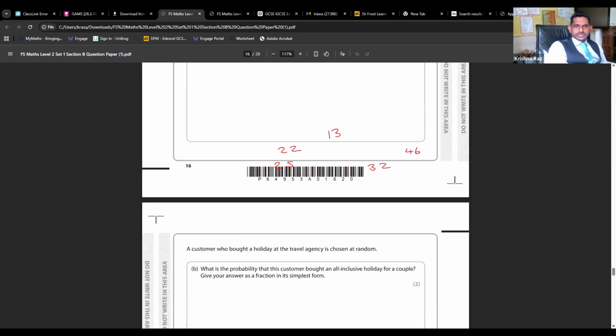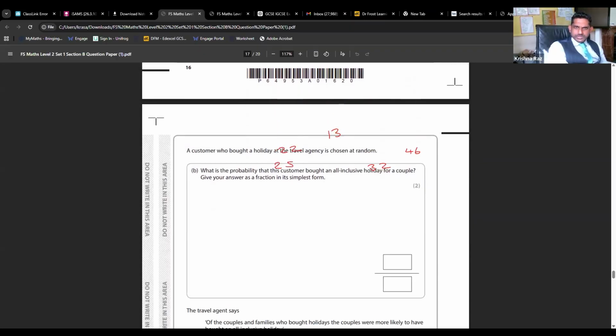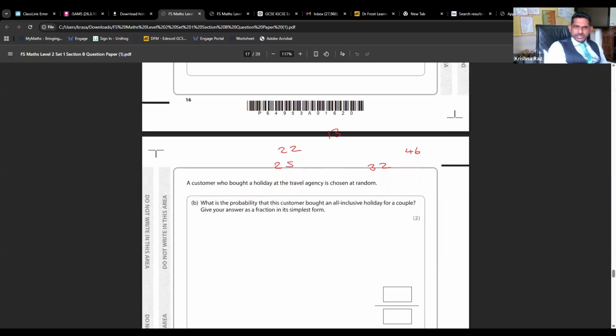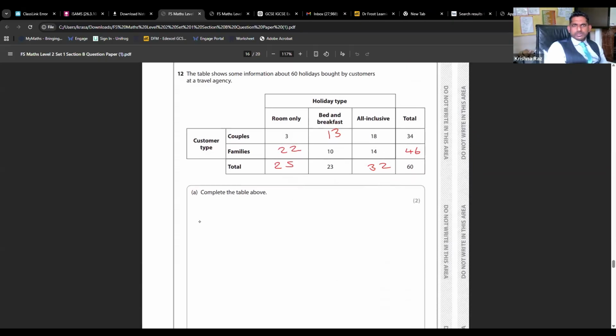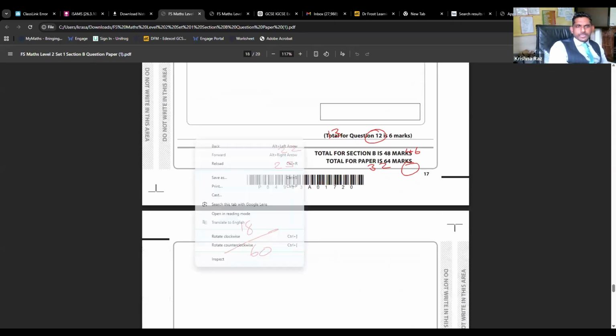And it asks us, what is the probability that the customer bought an all-inclusive holiday for a couple? 18 out of 60, which is 18 out of the total. Yeah. That's that one.